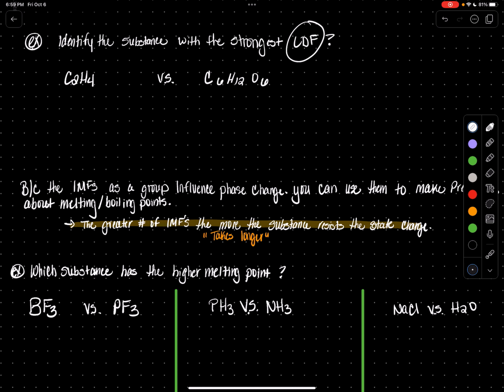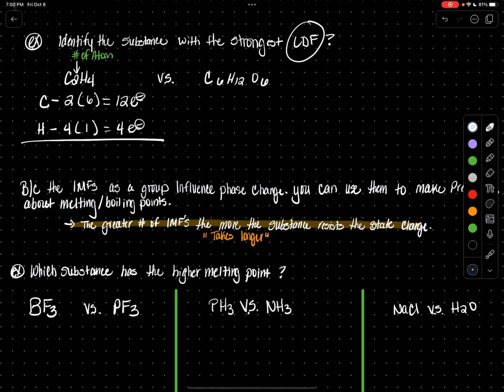Here we see a carbon and a hydrogen. How many carbons do we see? I see 2 carbons, and I see 4 hydrogens. That subscript down there tells us our number of atoms. And each carbon is contributing 6 total electrons. Each hydrogen is contributing 1 total electron. 6 times 2 is 12. 4 times 1 is 4. So I'm getting 12 electrons from carbon and 4 electrons from hydrogen.